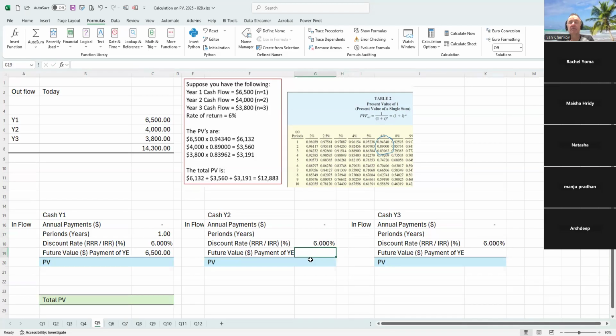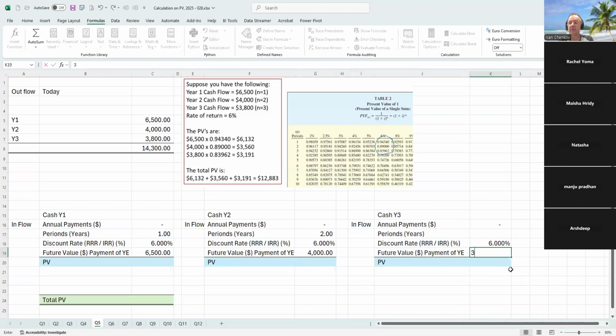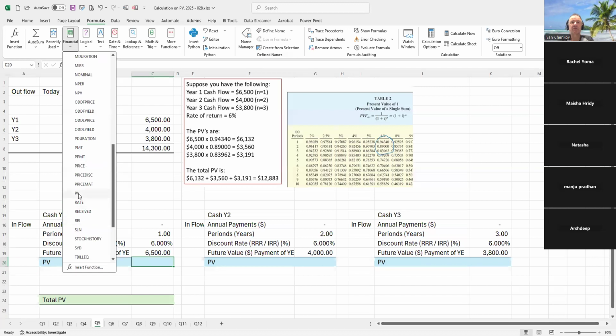Second, at the end of the second year, we're going to collect 4,000. What's the distance from today until the second year? At the end of the second year, 2 periods have passed. And at the end of the third year, we're going to get 3,800, but that will be 3 years from now. So first we have to calculate the first present value, then the second, then the third one, and the total is going to give us the present value. So let's go with the first one. Again, we're going to use the financial functions.